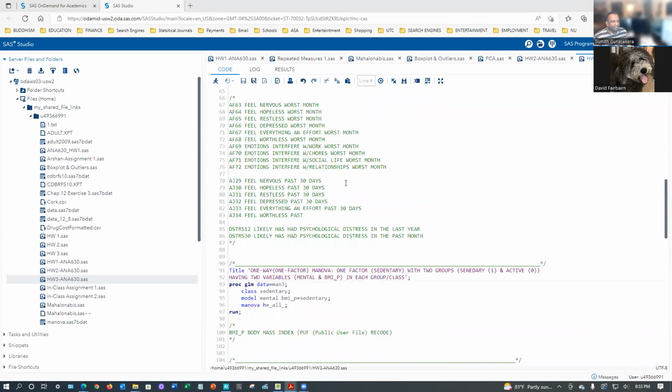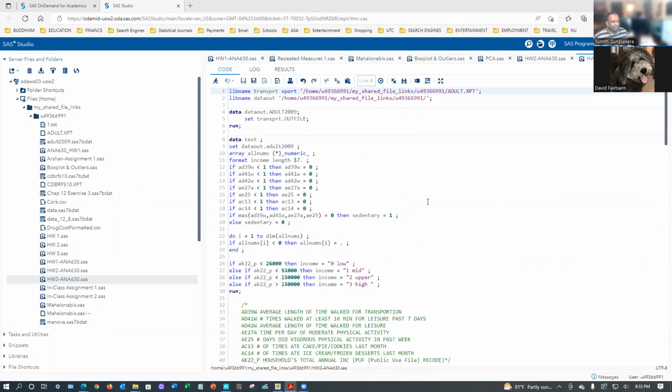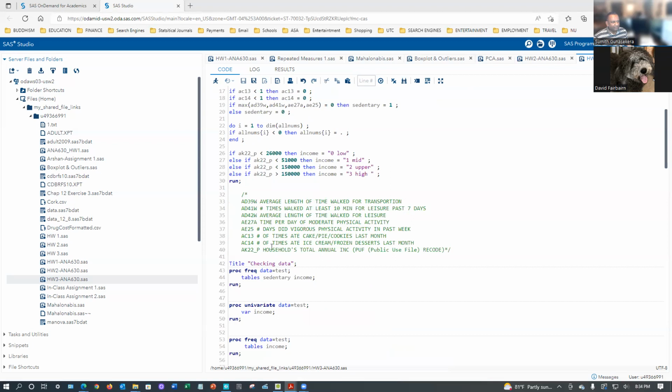These are the ones I got. AD39, which is average length of the walk for transportation. AD41, number of times walked at least 10 minutes for leisure in the past 7 days. And then I got AE27A, AE27, time per day of moderate physical activity. And then I got AE25, the number of days did rigorous physical activity.